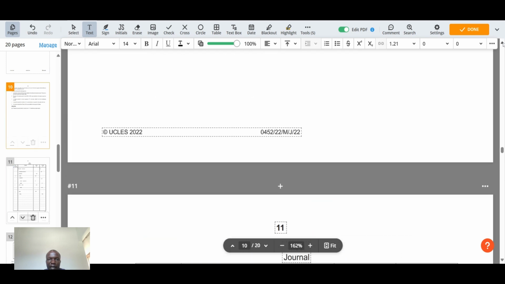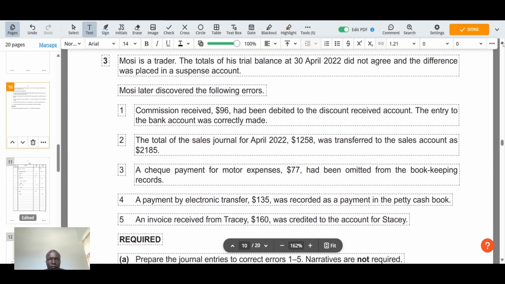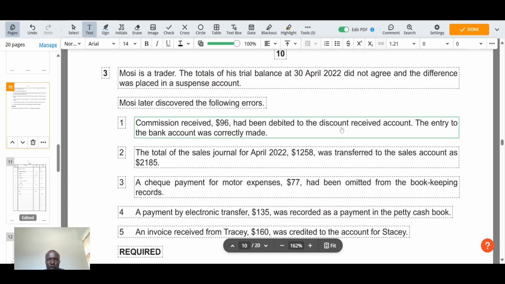Then error number two was that a total of the sales journal for April 2022, which was 1,258, was transferred to the sales account as 2,185. So, in other words, our sales account was overcast by how much? By the difference of 2,185 minus 1,258. So it was overcast by 927.